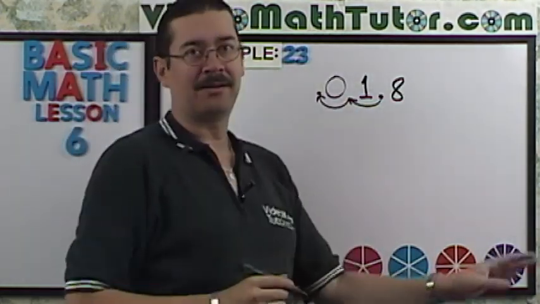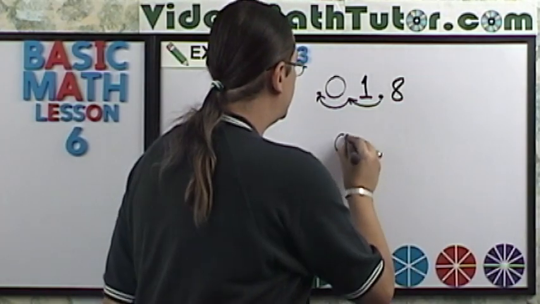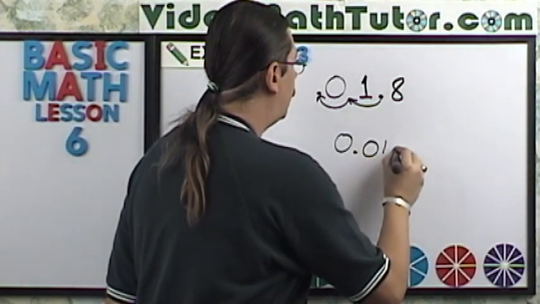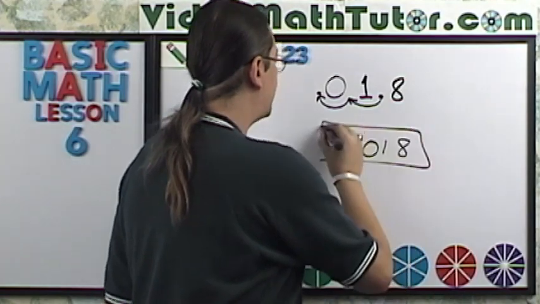Well, that's pretty messy looking, so I'm going to rewrite this. It's going to be 0.018. And there is my final answer.